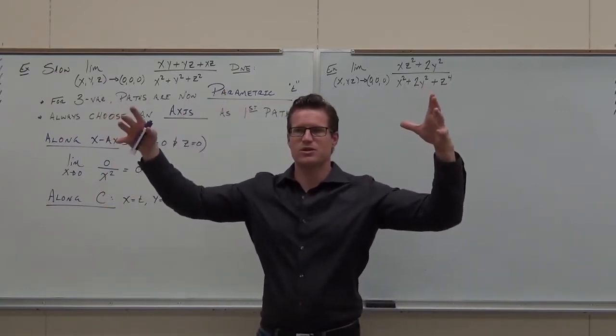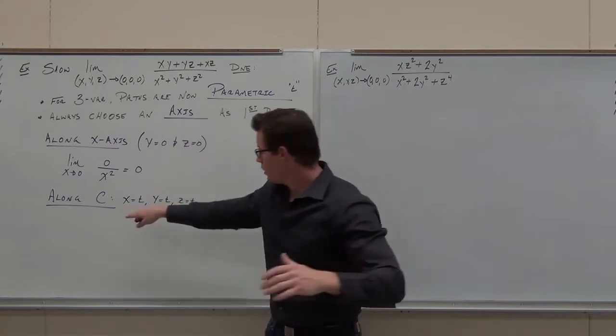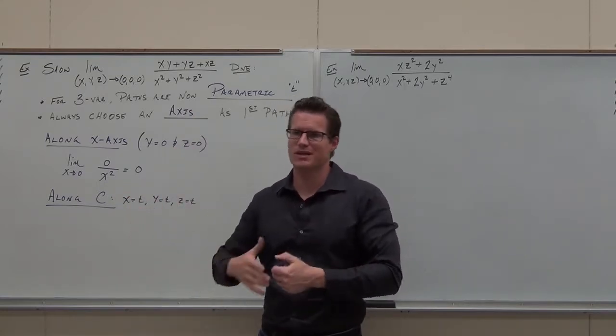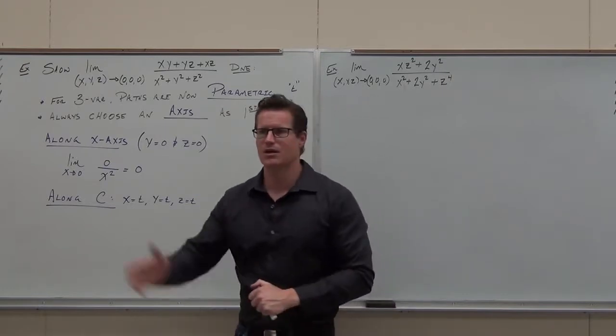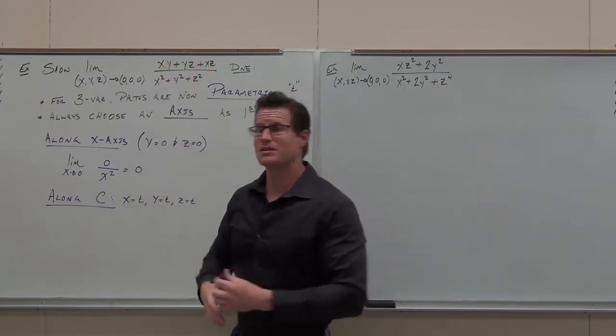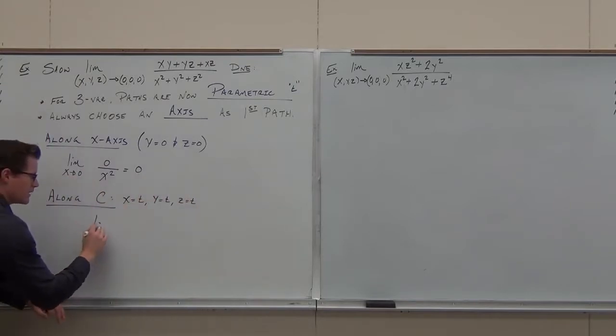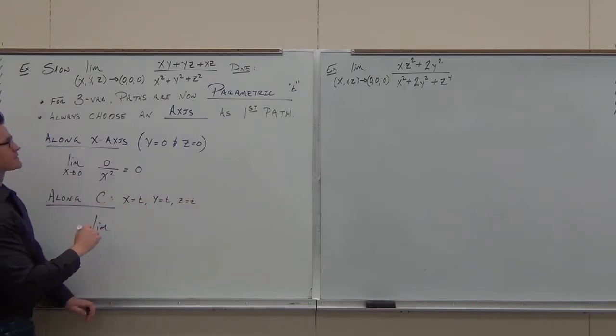So in 4D, we're going to be traveling along the surface over that 3-dimensional line. That's it. That's why we use parametrics, because to travel in 3-space, we need parametrics. Should fans feel okay with that one? Now let's make the substitution. If x and y and z are all t, then our limit becomes, well, let's see now.